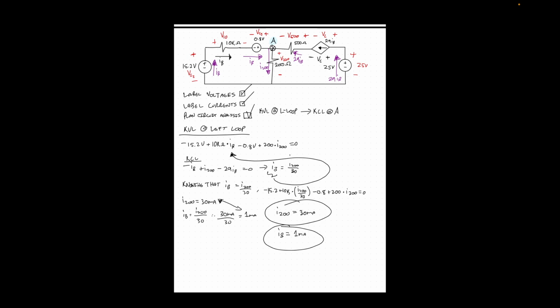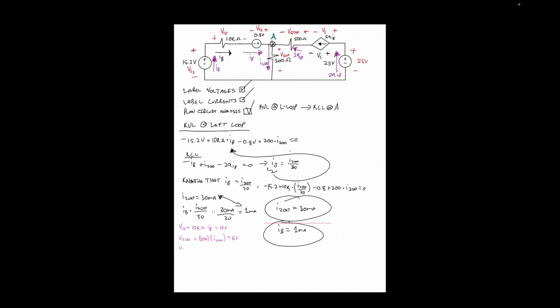When finding the voltage for my 10 kilo ohm, that's what I'm choosing to start off on. We can begin by writing Ohm's law. The voltage of the 10 kilo ohm will equal my 10 kilo ohm multiplied by IB, which will equal 10 volts. My V200 will equal my 200 multiplied by my I200. Now, knowing that I200 was 30 milliamp, I'm going to get 6 volts.